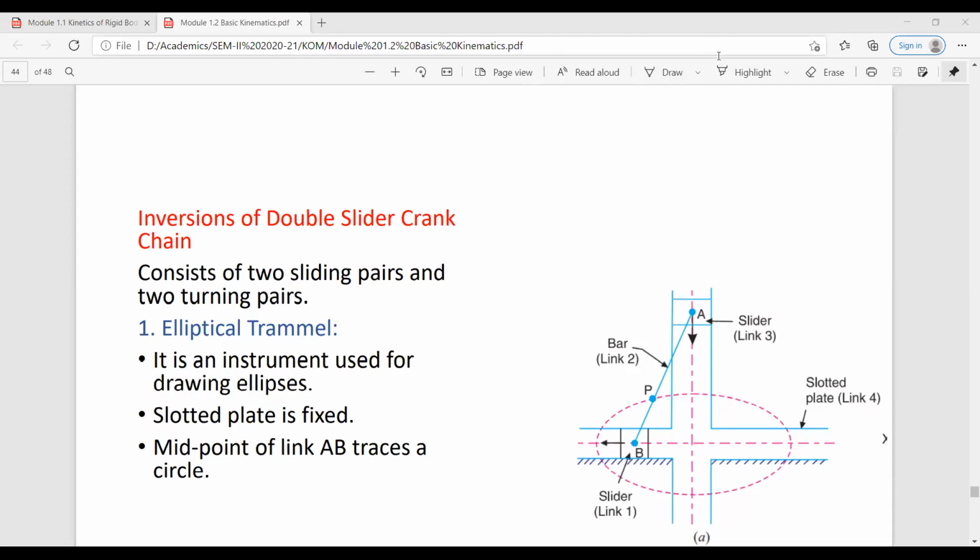Okay, so let us start the session. Is the screen visible to you, the slides which I am showing? Yes, sir.